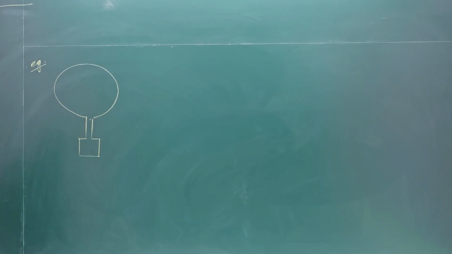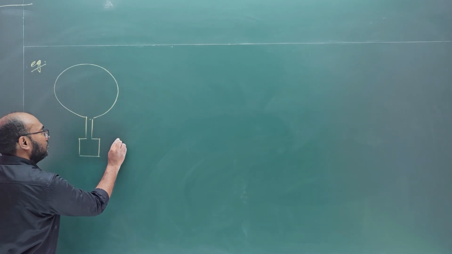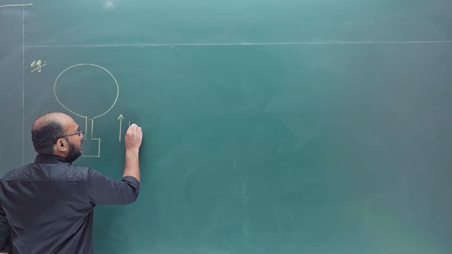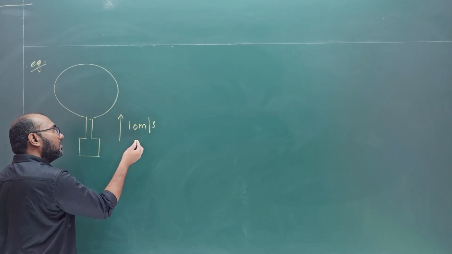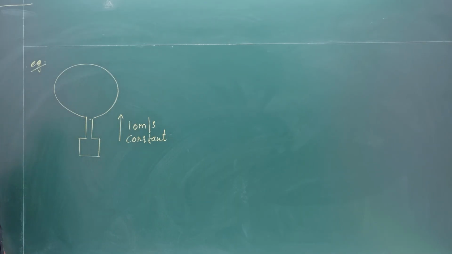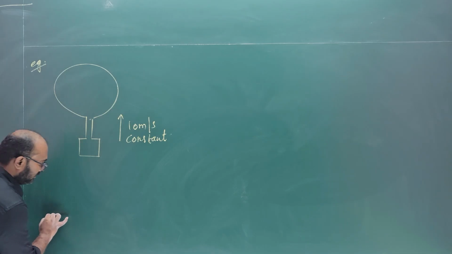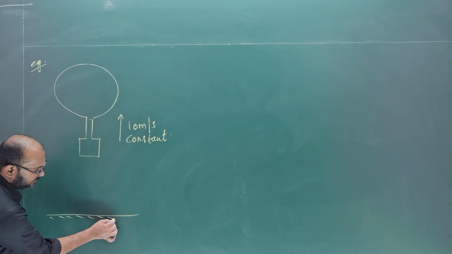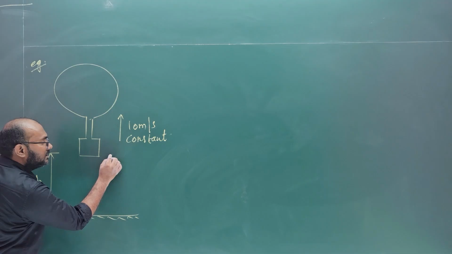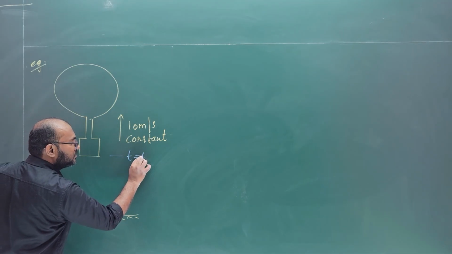Balloon, and consider this balloon is going in the upward direction with velocity, let it be 10 meter per second, and this velocity is given constant. Okay. Now consider this is your ground level. From ground level, let this height be h. At h height, time is given at this point, t is equal to 4 seconds.